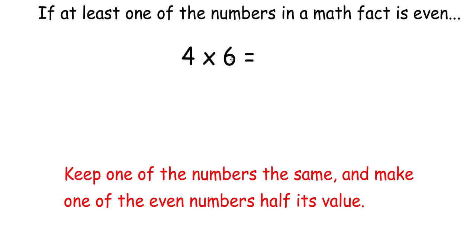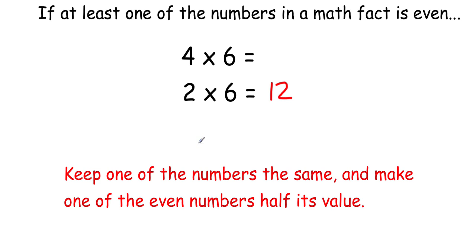Now, again, here we have two numbers that are even. We only have to take one of them and make it half. So I'm going to half the 4, and I'm going to keep the 6 alone. So half of 4 is 2. Keep the 6 as it is. And you should know from doubles, what is 2 times 6? Well, it's the same thing as 6 plus 6, which is 12.